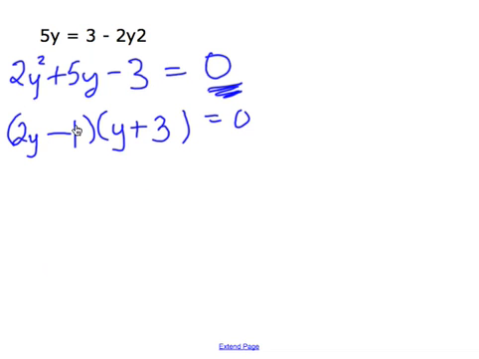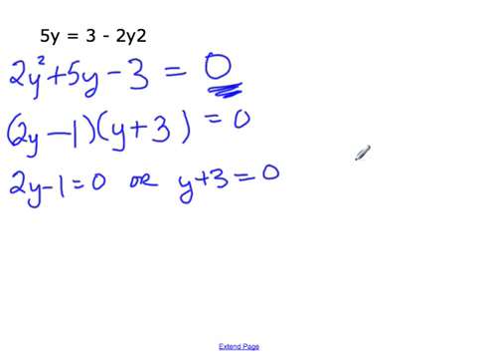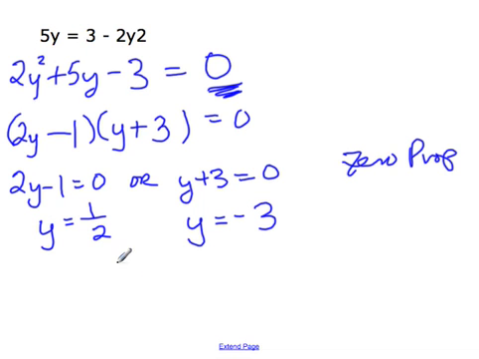Okay, now I've factored this. I've got two factors that the product of those two is equal to 0. Well, one of these has got to be 0. So I say 2y minus 1 is equal to 0, or y plus 3 is equal to 0. Okay, that's according to our 0 property. Solve this, so the 1 goes over, divide both sides by 2. I get a half for this side. Take the 3 over to the other side, it becomes negative. Therefore, my solutions are a positive 1/2 and a negative 3.